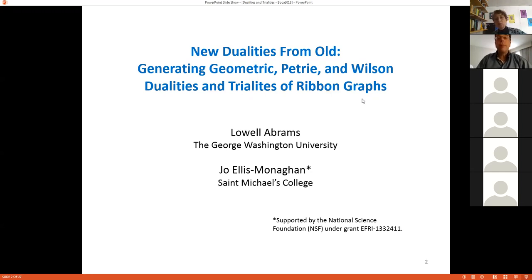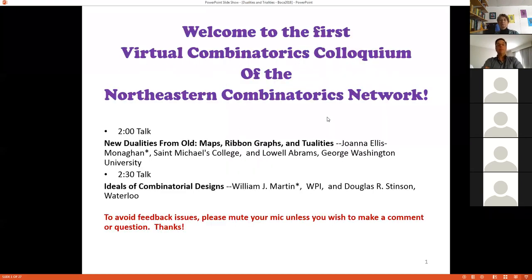So, new dualities from old: generating geometric, Petrie and Wilson dualities and trialities of ribbon graphs. This is joint work with Lowell Abrams at GWU.